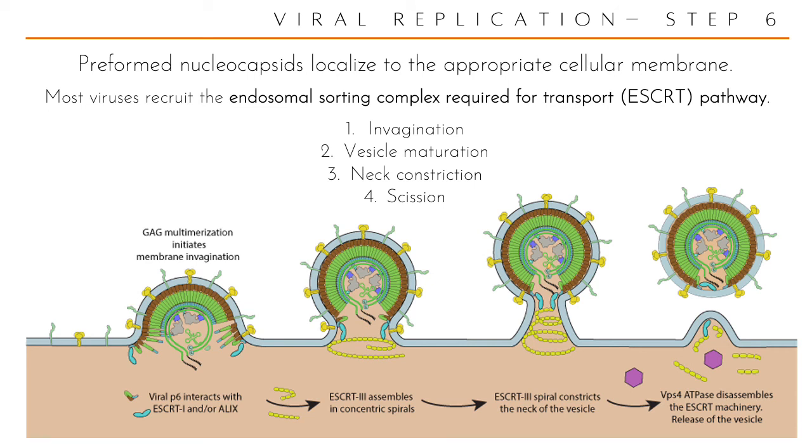That ESCRT-3 will undergo a conformational change and constrict the vesicle. And another protein, which is an enzyme, disassembles the ESCRT machinery as soon as that neck is closed, and that causes scission and releases the vesicle.